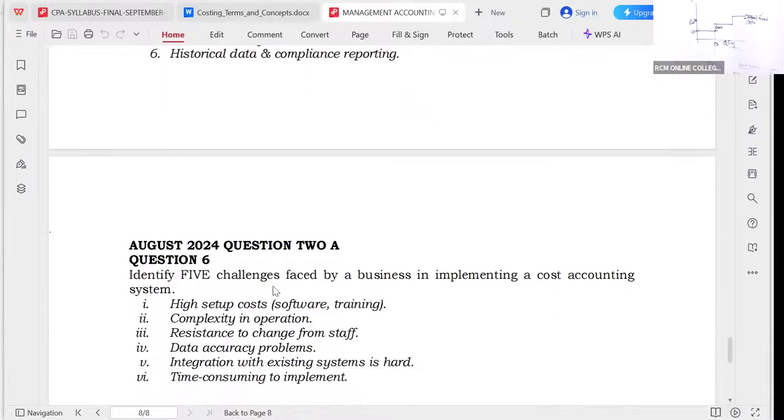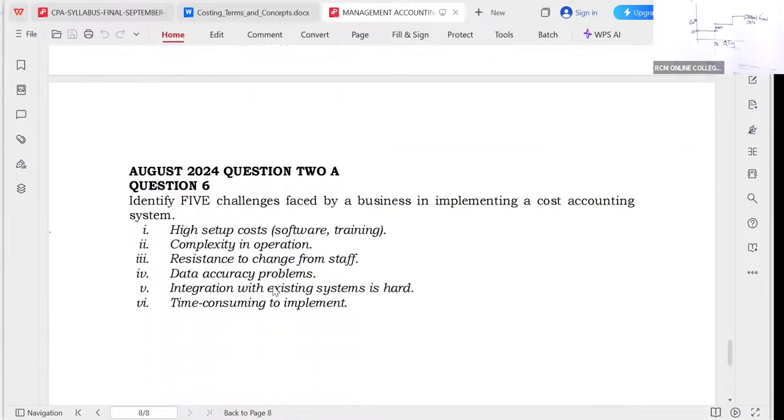Then we go to August 2024, question number 2. I know you are tired, but we are almost finishing. Identify 5 challenges faced by a business when they're implementing this DBMS, database management system, a cost accounting system.